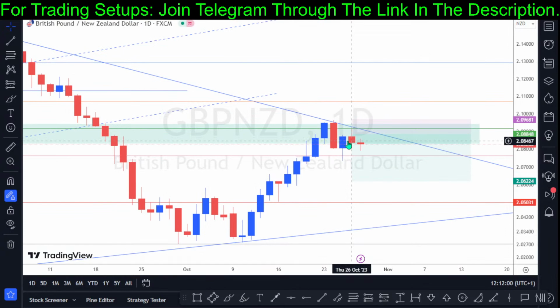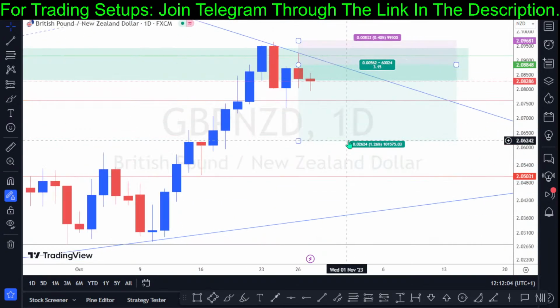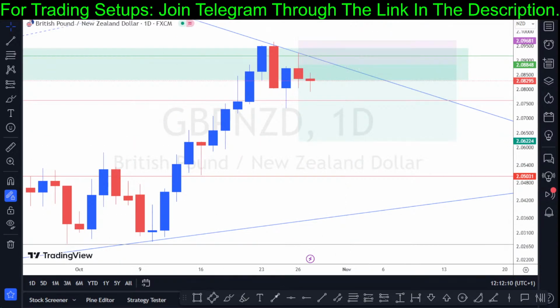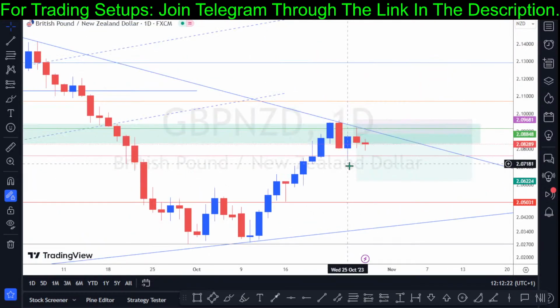So I'm currently in a small amount of profit, but I would like to trail my profit to break even before the market closes today, because there could be a sudden gap on Monday. I would like to trail my profit to break even in case of any sudden bullish move or gap in the market. So this is what I'm having on GBP/NZD.